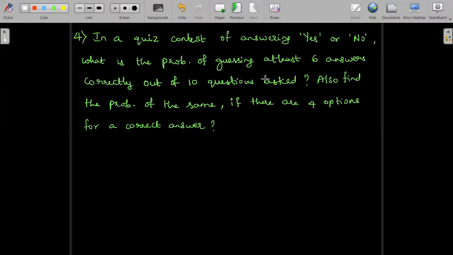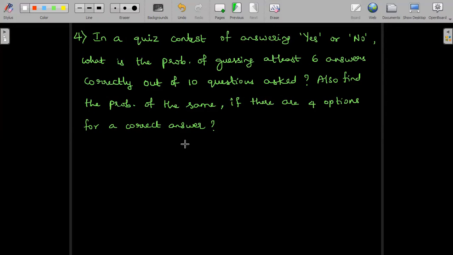That is one case for us, wherein only 2 choices for the answers are there. And we need to find out the probability of the same, means probability of guessing at least 6 answers once again. Out of 10 questions asked, we have to find out. But there are 4 options for a correct answer. So there are 2 cases to work out in the solution.